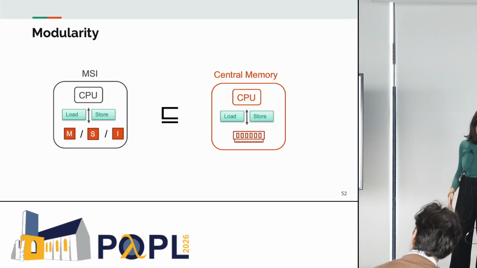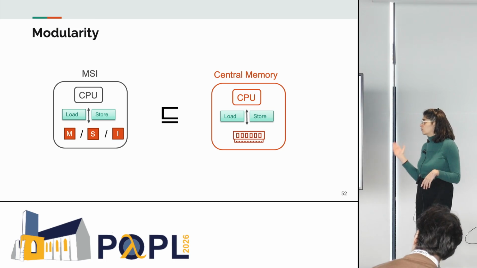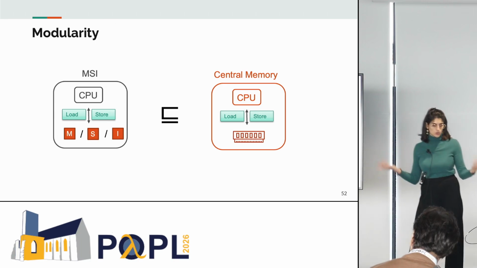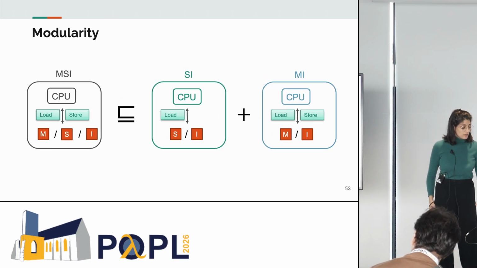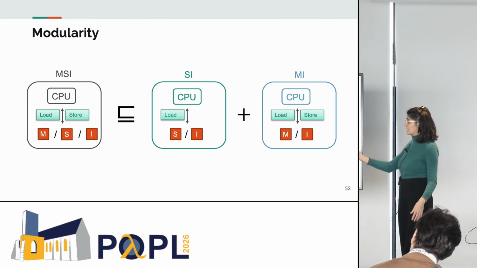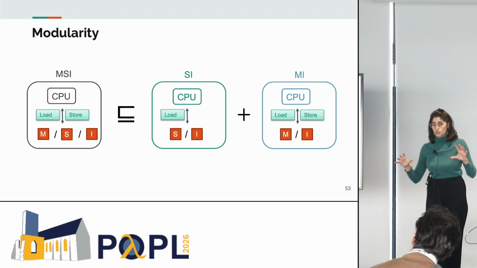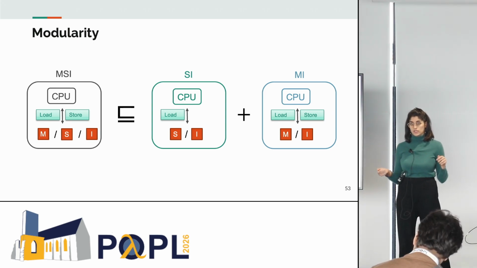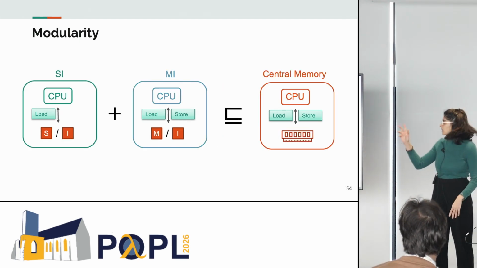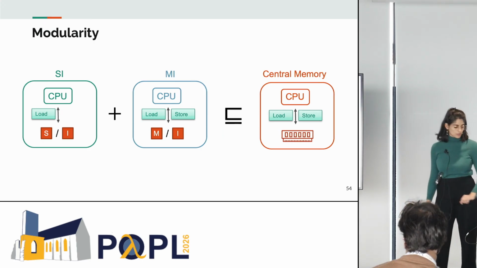So actually what we did is not prove straightforwardly that our MSI protocol refines a central memory, as is usually done. But we first discovered that we can do this proof in two steps. We can prove that MSI is just a refinement of a combination of 2 small subprotocols that are SI and MI. And then we prove that SI plus MI refine a central memory.